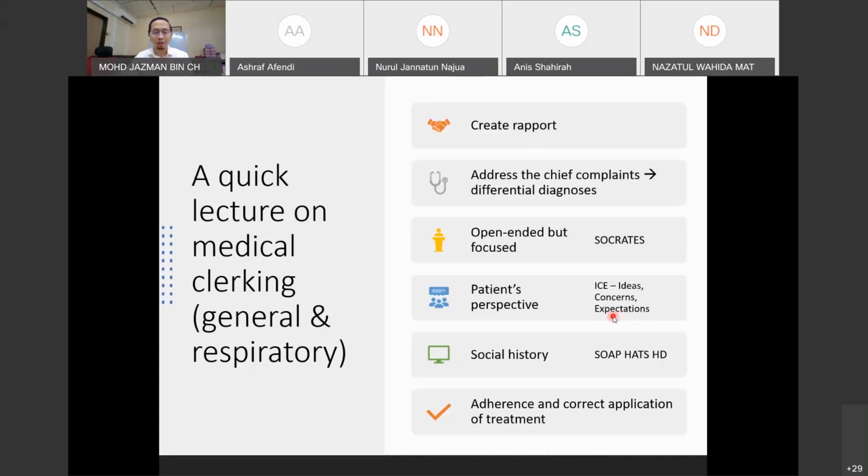So you need to have a knowledge of the patient's expectations. Okay. Next is your social history. This is the mnemonic I use every time I clerk a patient.